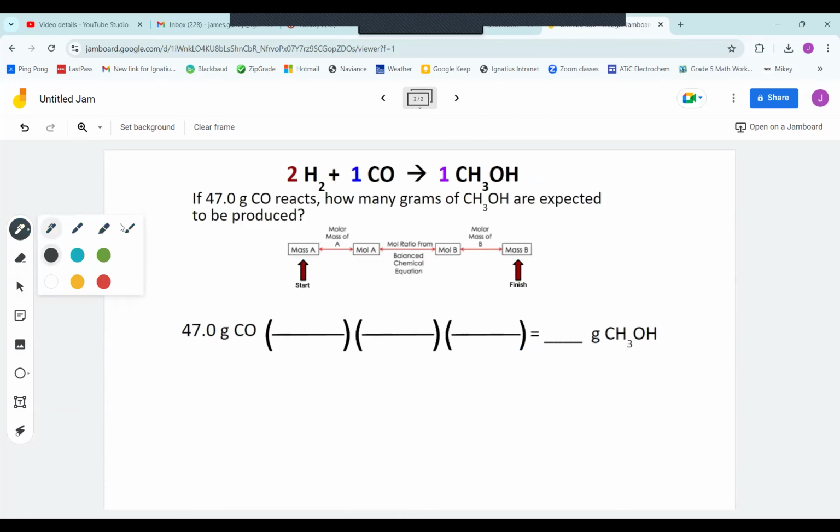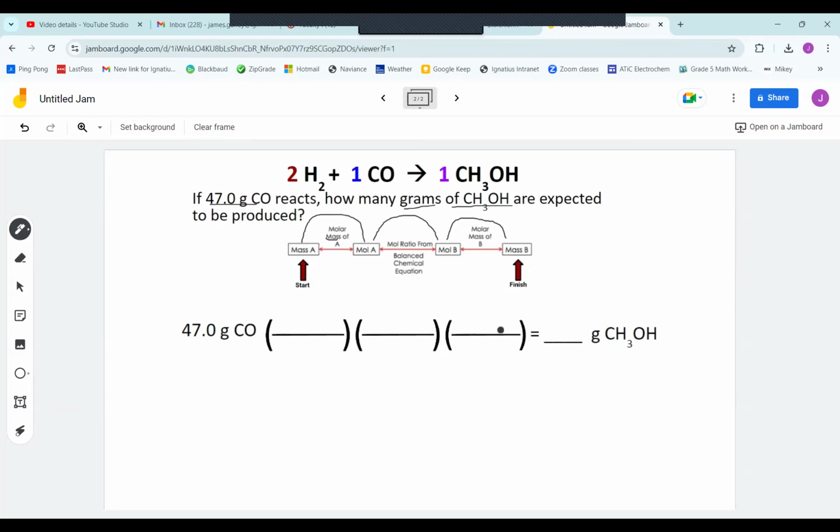This time, they tell us a certain number of grams of CO. If 47.0 grams of CO reacts, how many grams of CH3OH are expected to be produced? So this time, we're going to go all the way from the very left edge of our stoichiometry roadmap to the very right edge. The first conversion factor, what's going to go in the first set of parentheses, is the molar mass of substance A, the CO, which we figured out earlier, so we're not going to redo that. In the second conversion factor, the mole ratio, which was 1-to-1, if you remember.